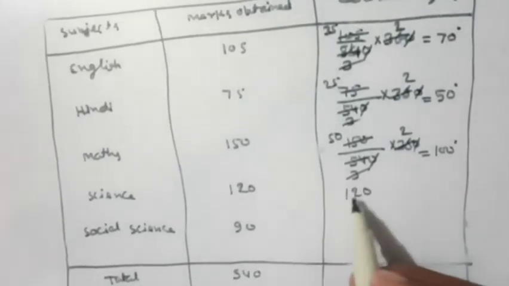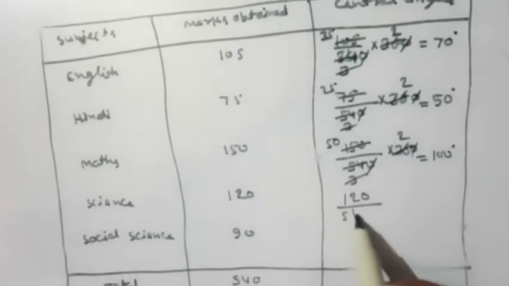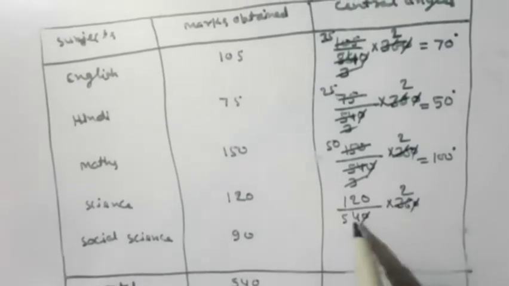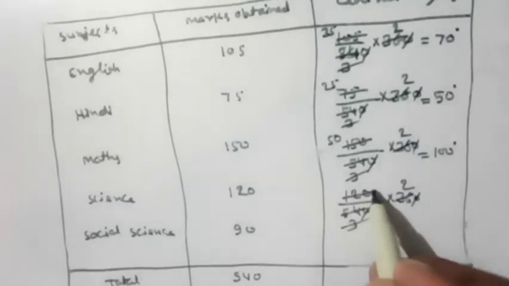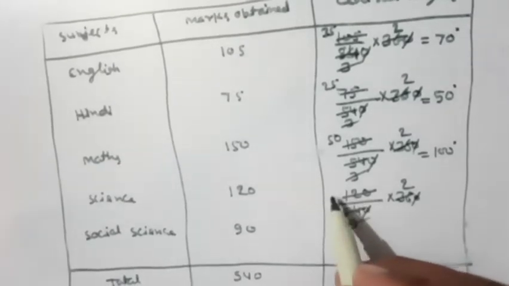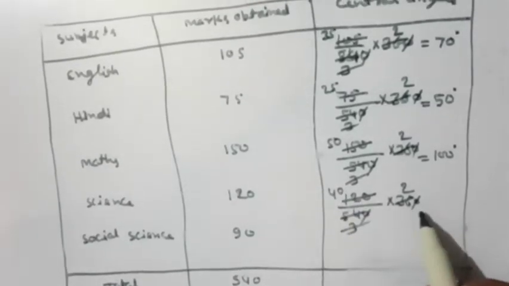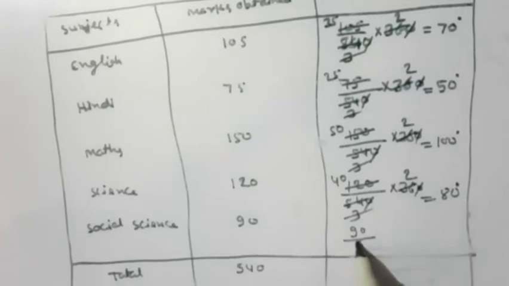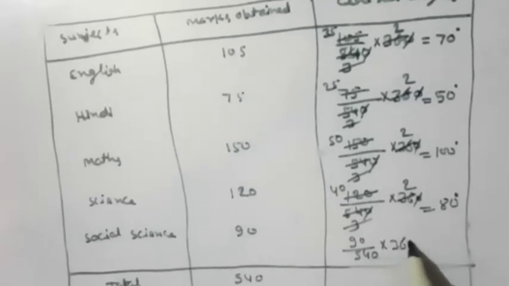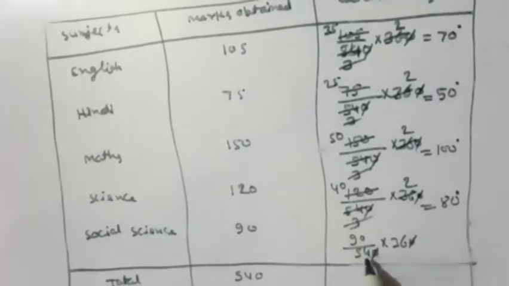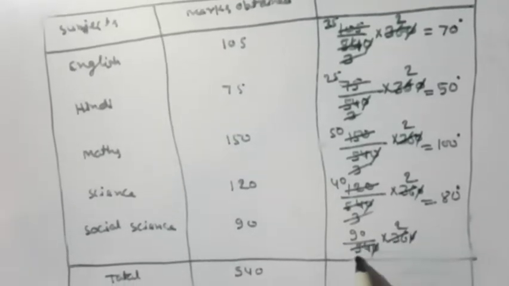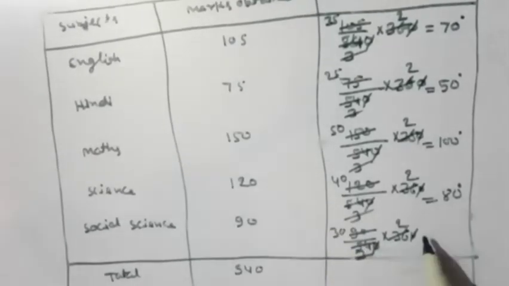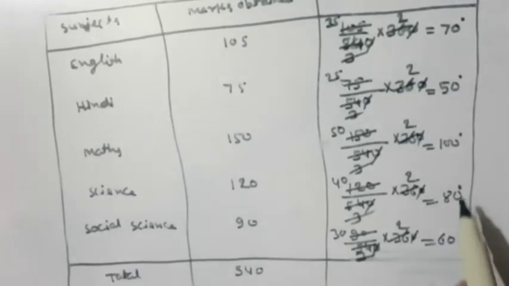Next, 120 by 540 into 360, 0 to 0 cancel, 18 2 ja 36, 18 3 ja 54, and 120 is divisible by 3, 40 times, then we get 80 degree. Next, 90 by 540 into 360, 0 to 0 cancel, 18 2 ja 36, 18 3 ja 54, 90 is divisible by 3, 30 times, then we get 60 degree.